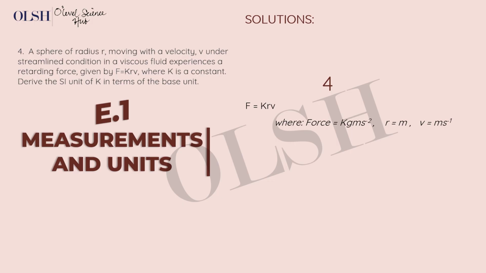So once we have this, we are asked to find the unit of k. One other thing with solving problems like this is proper interpretation of the question. You have to understand what the question is asking you to do. So in this case, it's asking us to find the unit of k in terms of the base unit. Since we have these other units, it's going to be easy to find the unit of k. So what do we do? We make k the subject of the formula.